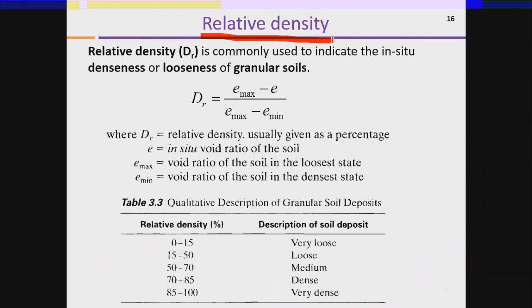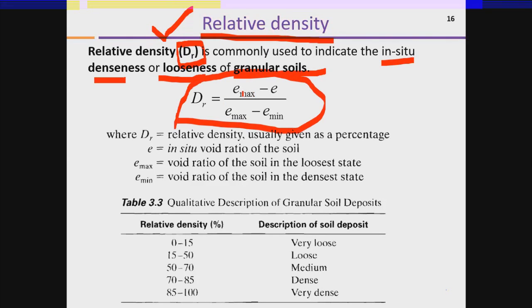Now let me discuss another soil parameter which is known as the relative density of soil. Relative density is represented with Dr, okay, and it indicates the in situ compactness or looseness of granular soil. Okay, and this is found with the help of this expression: (Emax minus E) divided by (Emax minus Emin), in which E stands for the void ratio. Now E is the void ratio of the soil in the natural state. Okay, Emax is the void ratio of the soil in the most loose state.